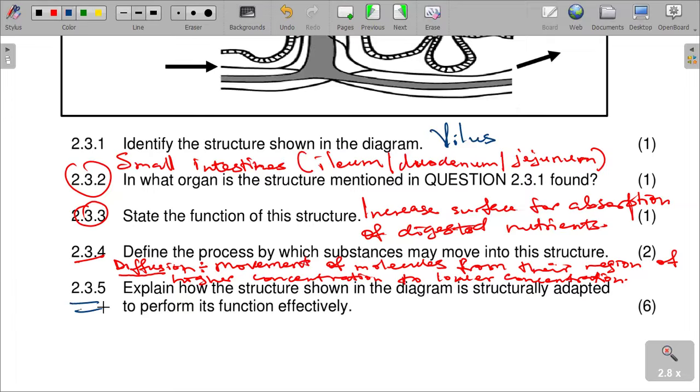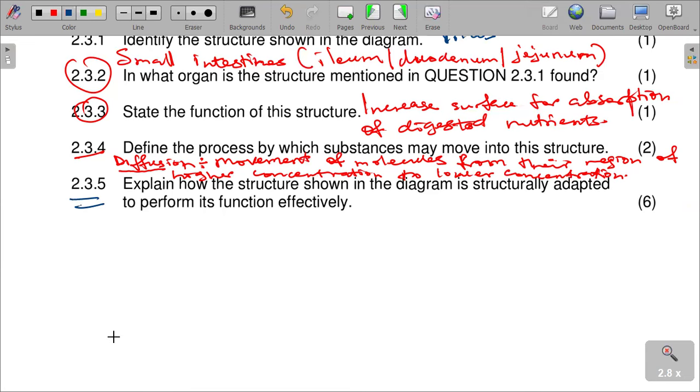How the structure is structurally suited to perform its function. I can give a few points there. One, it is thin. Actually we are saying the thin columnar epithelium facilitates its diffusion of nutrients.